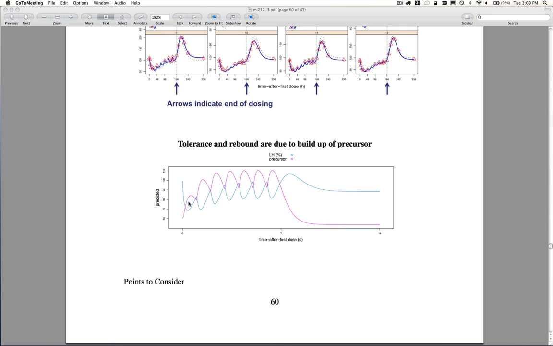The tolerance occurs because you're getting a slow buildup to some new steady state of the amount of precursor that's available. And because it's a first order process, the more precursor that's available, even though you're inhibiting a percentage of that from being converted into luteinizing hormone, just by the simple fact that it's a first order process and there's more of this substrate to begin with, you're going to get more luteinizing hormone produced. And so as this pool slowly starts to build up and reach its new steady state, you're going to have that tolerance begin to occur.